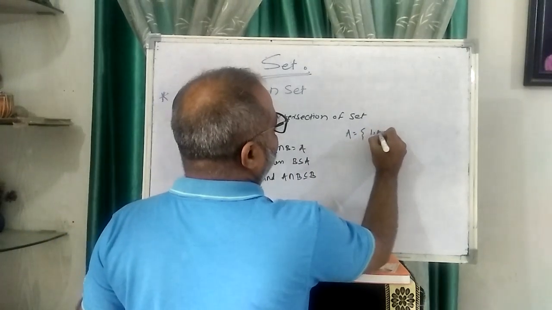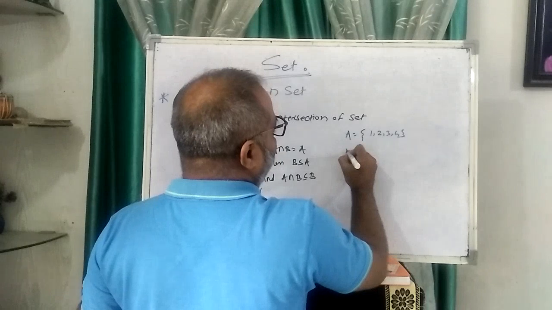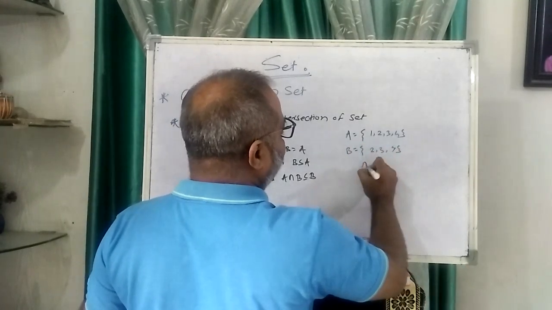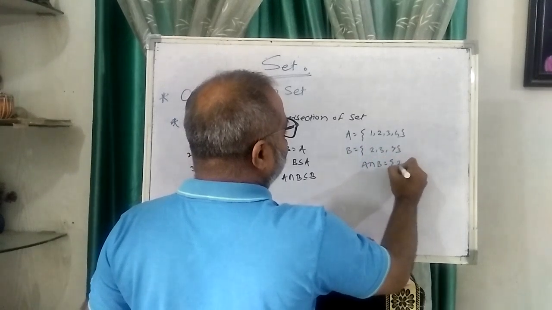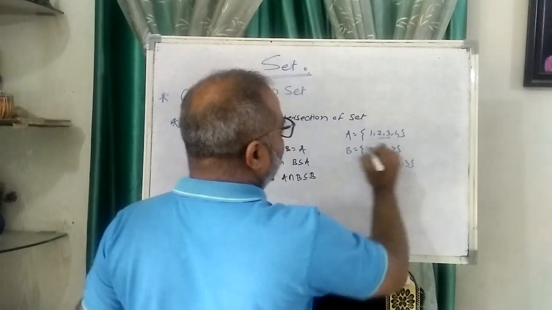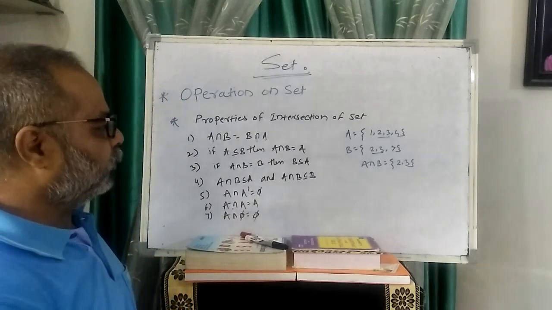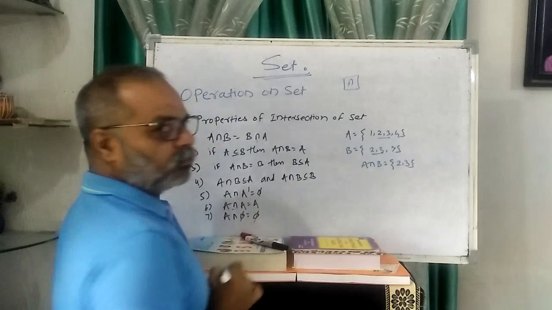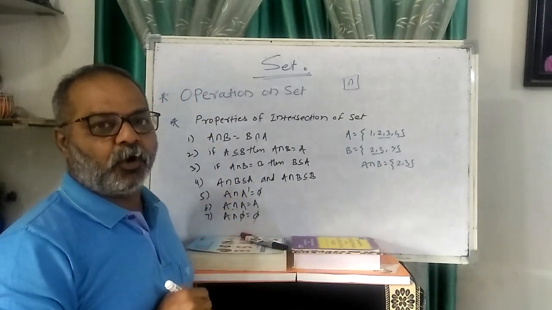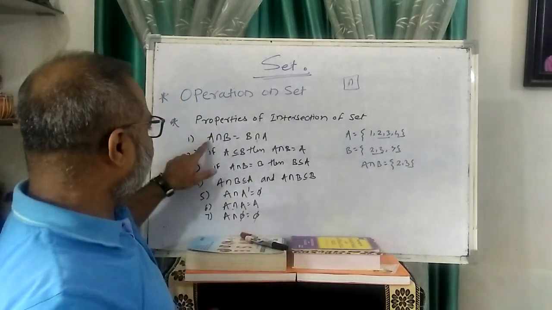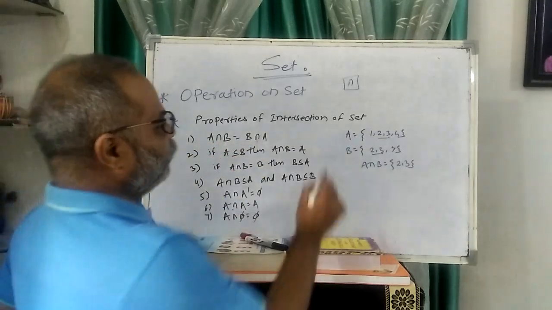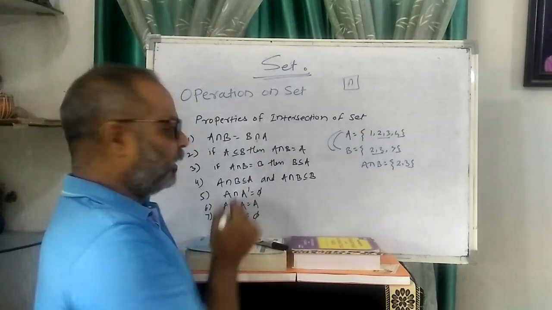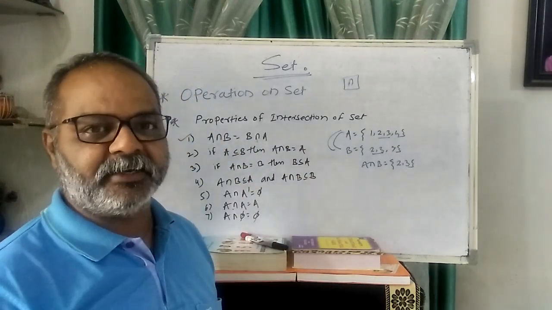A is the set 1, 2, 3, 4 and B is the set 2, 3, 7. What is A intersection B? A intersection B is 2, 3, the common elements present in A and B. This symbol, an inverted U, is the symbol of intersection. Now, A intersection B is equal to B intersection A. If I take the intersection of A and B, it is the same as the intersection of B and A.